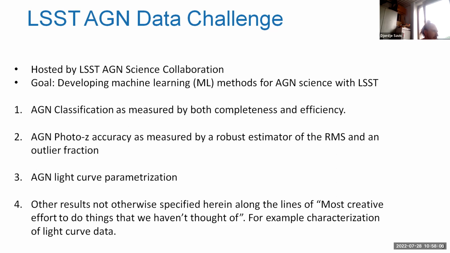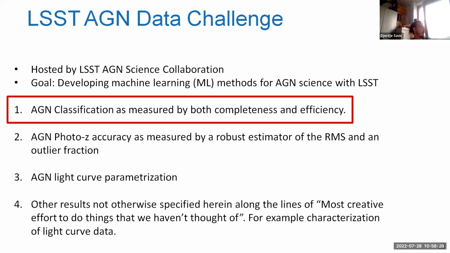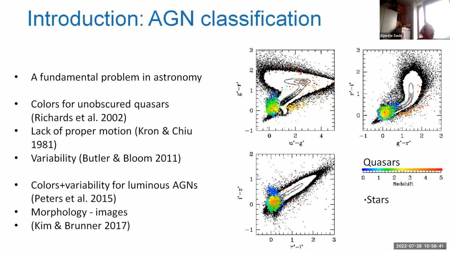The first one, the AGN classification, measured by both completeness and efficiency, photometric redshift estimates, as well as the light curve parameterization. And of course, the final category were some other results that were not otherwise specified, but basically any other contribution to the data challenge. There were in total 5 submissions, and all of the teams were dealing with the AGN classification. So that's going to be the main problem here that we are working on.